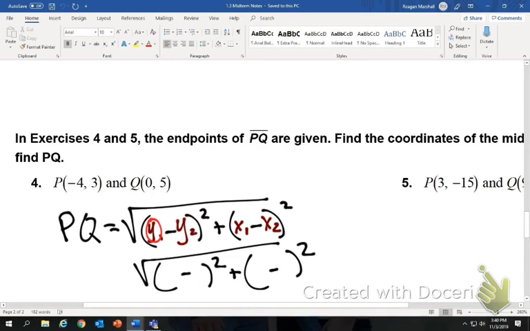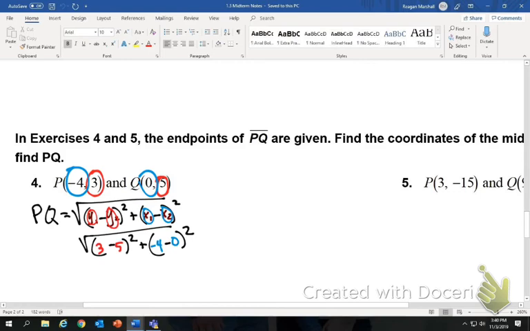So y1 is the first y, which would be 3, minus y2, which is 5. Then we'll plug in the x's. The first x is negative 4. The second x is 0. So from here, I told you the steps. We're going to subtract. So keep our radical, keep the squares. 3 minus 5 is negative 2. Negative 4 minus 0 is negative 4.